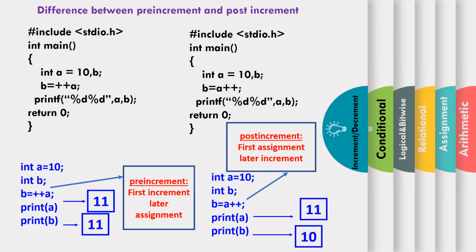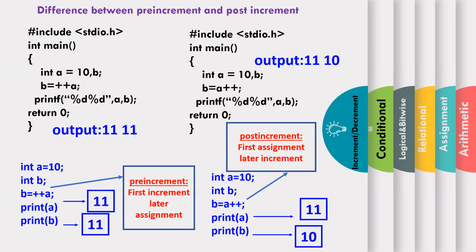Later A value is incremented. Okay, so no need to confuse. First assignment operation is done. That means before increment, assignment is done. So before the value 10 becomes 11, the 10 is already assigned to B. So that's why B value is 10. Later increment is done. That means later A becomes 11. So here the output is 11, 10. So in the first case, it is 11, 11. In the second case, it is 11, 10. If you execute this program, you can easily understand the difference between pre-increment and post-increment.